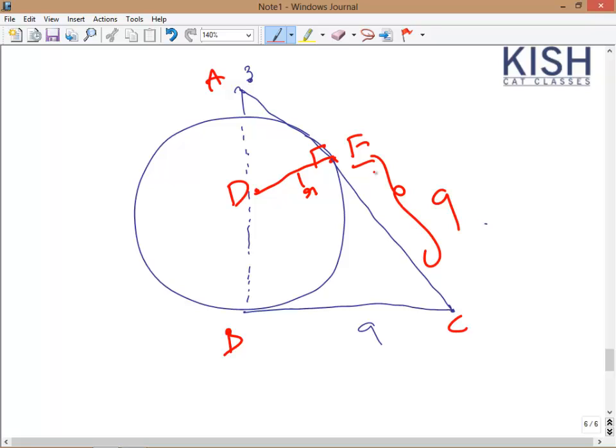Which two triangles are similar? AED and ABC. So R plus 2R plus 3 by 9 equal to, or else just focus on it. R plus 3 by R equal to 2R plus 3 by 9. Just focus on it.